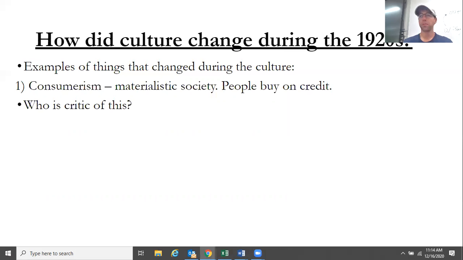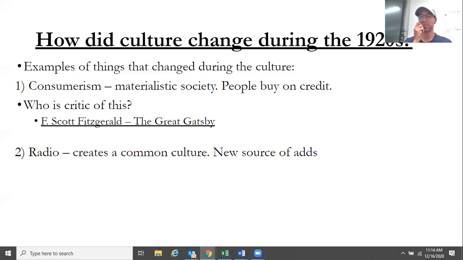And so because of that, there are going to be critics of this, and you need to know the major critic is a guy named F. Scott Fitzgerald. He was a writer. He wrote The Great Gatsby, and he saw all of these, what he basically defined as shallow people or hollow people, trying to fill their life with these goods, but these goods couldn't do it.